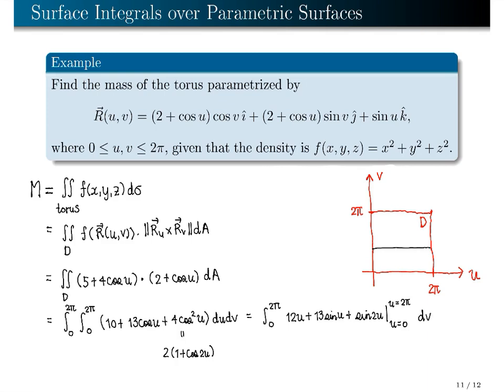Note that sine u and sine 2u, when evaluated at u equals 0 and u equals 2 pi, are both 0. And hence, we are left with this constant, 24 pi, which we can bring out of the integral. So I have 24 pi multiplied by the integral from 0 to 2 pi of dv. And since the integral from 0 to 2 pi of dv is equal to 2 pi, I end up with the mass of the torus to be 48 pi squared.